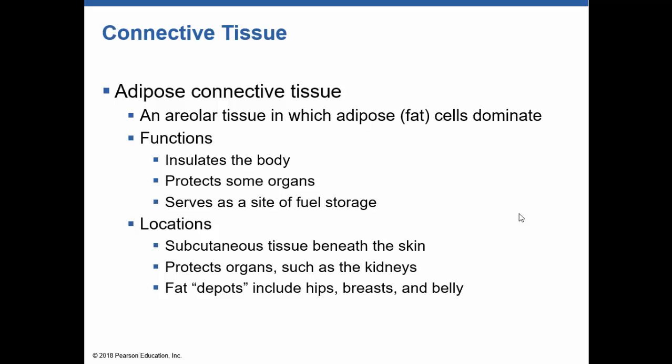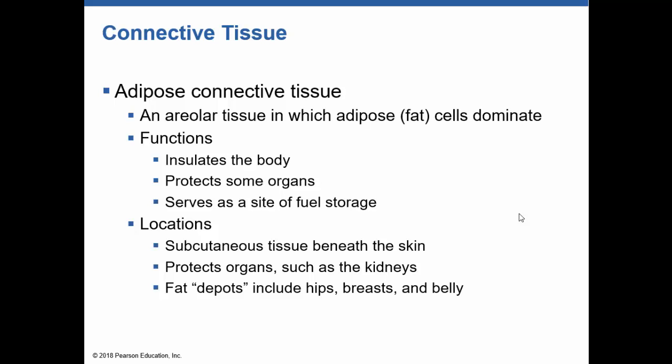Adipose connective tissue, this is an areolar tissue where you have lots of fat cells, adipose cells, and its purpose is to insulate the body, protect organs, and serve as a site of fuel storage. I do want to make a point that you should never think you should not have any fat. To have no fat would actually be really detrimental for you and your body, because you need the functions that fat comes with. The problem is to have too much fat. We don't want to over insulate, and we can actually pack our organs so much that they're not able to function. So we have to keep that in mind.